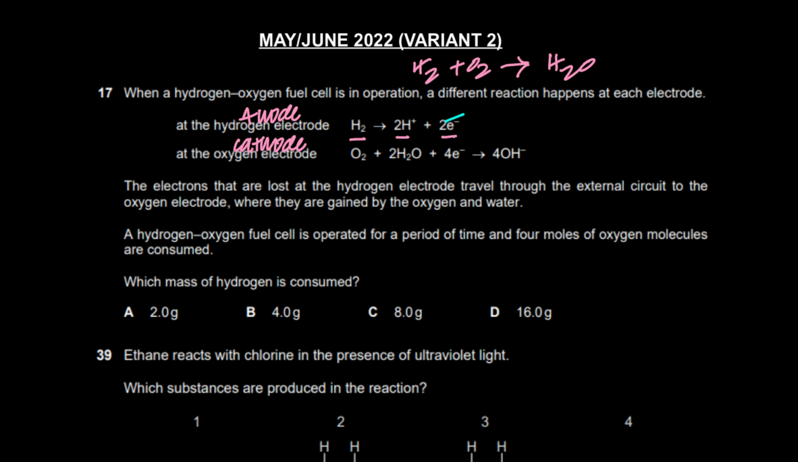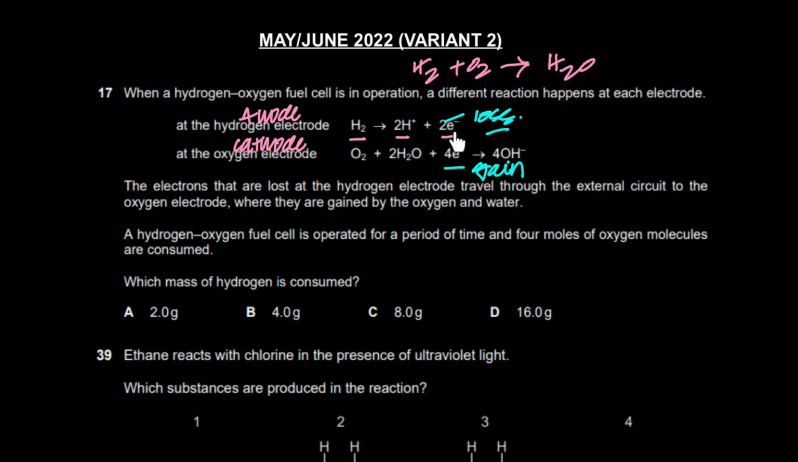Why is oxidation taking place? Because there's a loss of electrons. Done. And here because there is a gain of electrons, obviously reduction is taking place, right? So that's therefore the cathode. Now it says the electrons that are lost at the hydrogen electrode travel through the external circuit to the oxygen electrode, where they are gained by the oxygen and water. Okay, great. And what you need to notice is that 2 electrons are lost, but 4 electrons are gained.